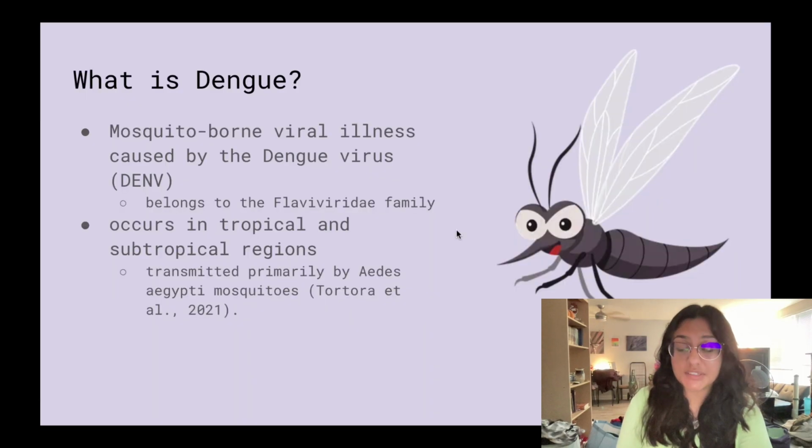So, what is dengue? Dengue, also known as dengue fever, is a mosquito borne viral illness caused by the dengue virus, which belongs to the Flaviviridae family. It commonly occurs in tropical and subtropical regions and is transmitted primarily by Aedes aegypti mosquitoes.